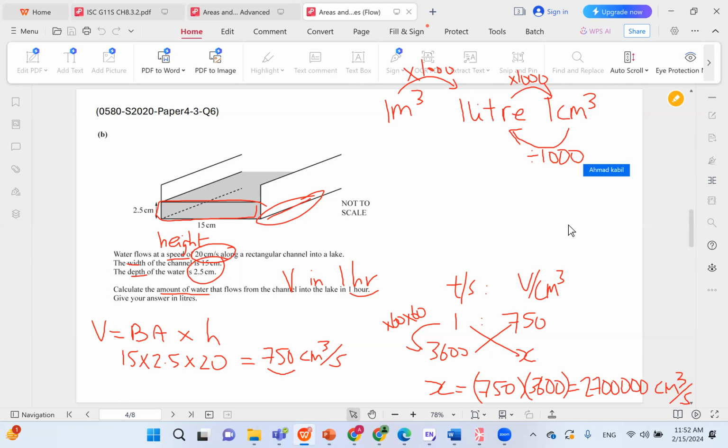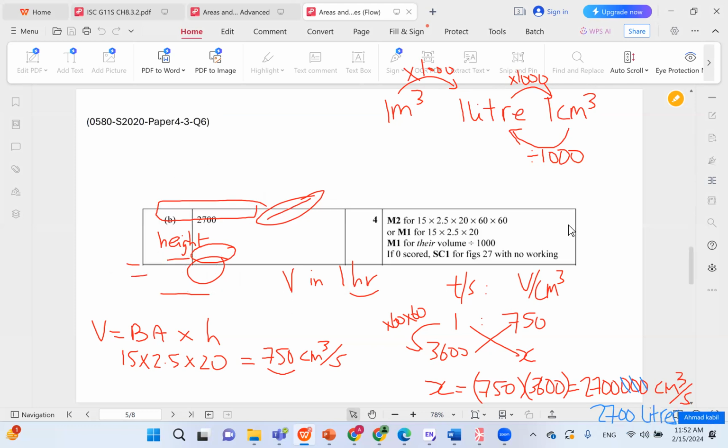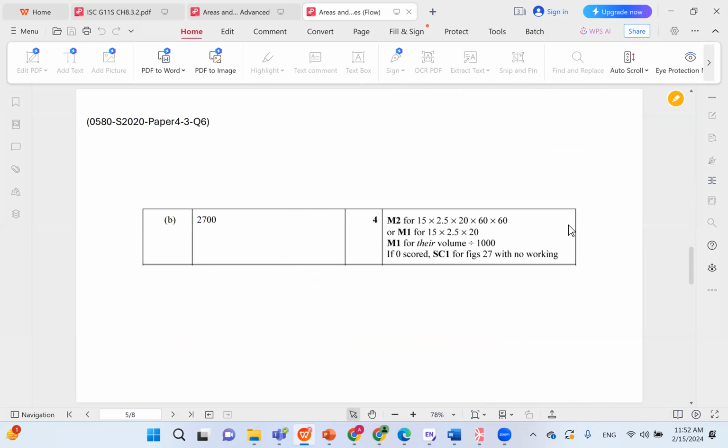So the final answer would be, cross out 3 zeros pretty much. So we want 2,700 liters. 2,700 liters is the correct answer here.